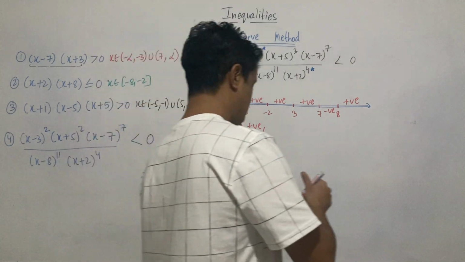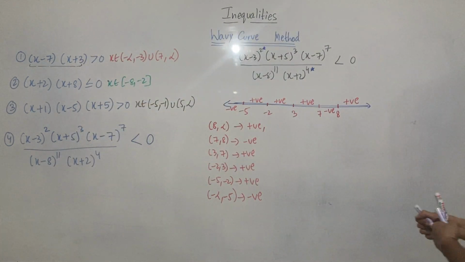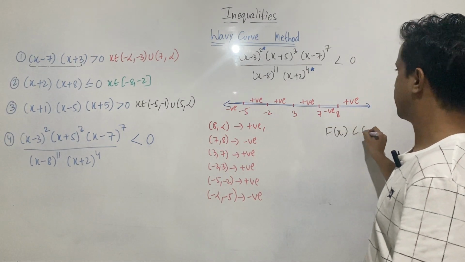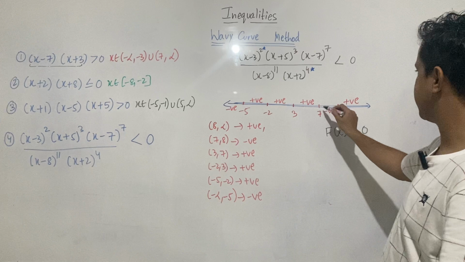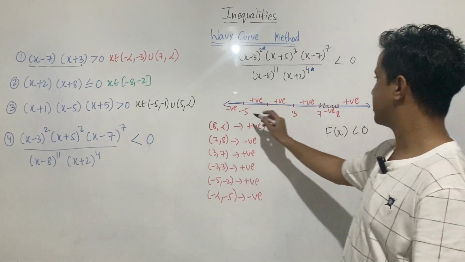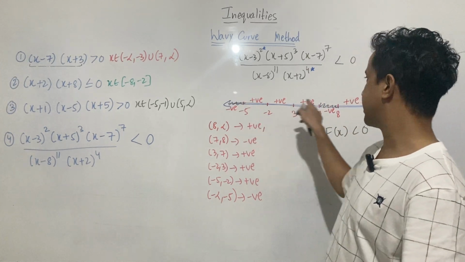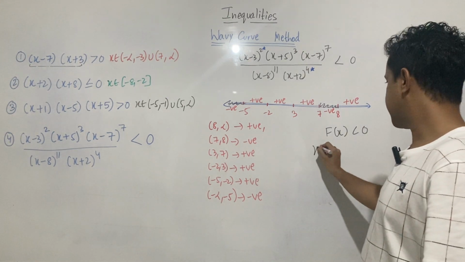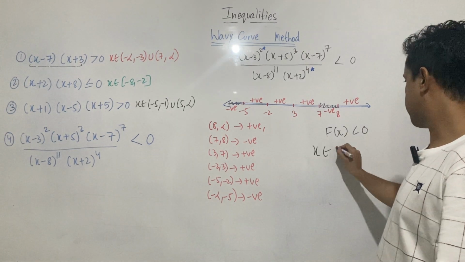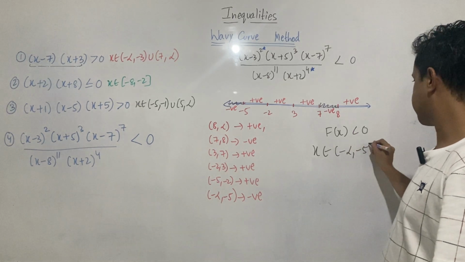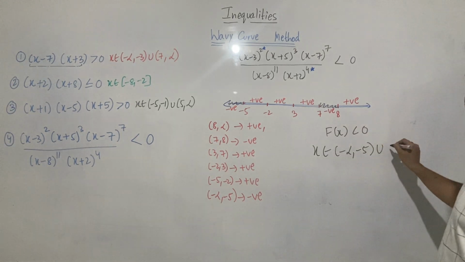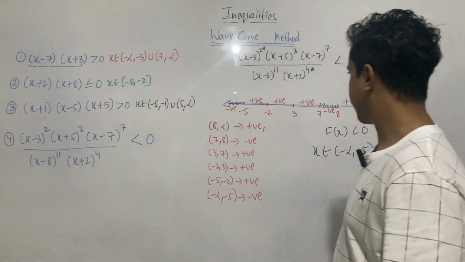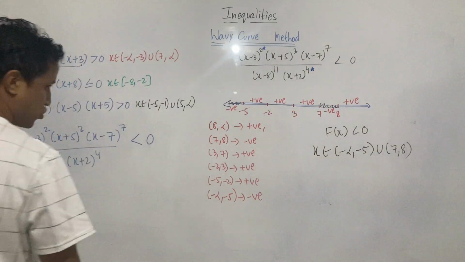And what are we doing? We are doing f(x) less than 0. Less than 0 means I need the negative intervals, so I have to take the union of these two intervals. So I can write x belongs to minus infinity to minus 5 union 7 to 8. Okay, so I hope you understand it.